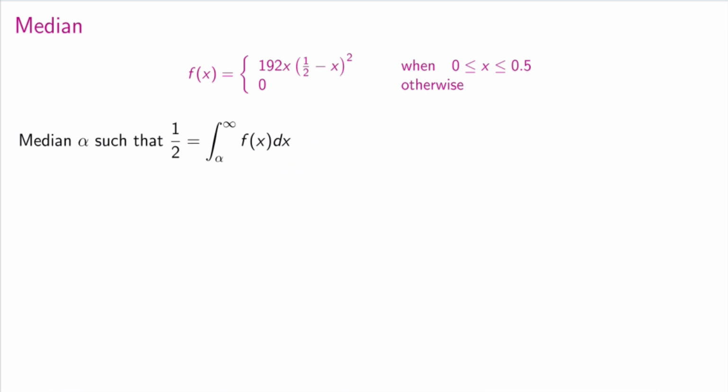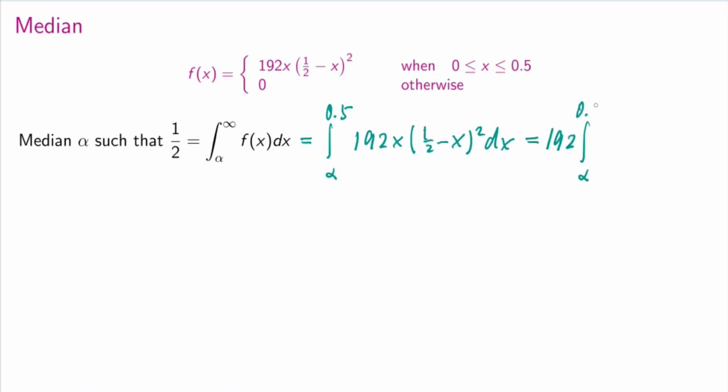Yeah, another fun integration. So let's do this. So then this becomes the integral from alpha to 1/2. Okay, the upper limit is still 1/2. And then the function 192x times (1/2 minus x) squared. Let's work out the square. So we get 192 times the integral from alpha to 0.5.